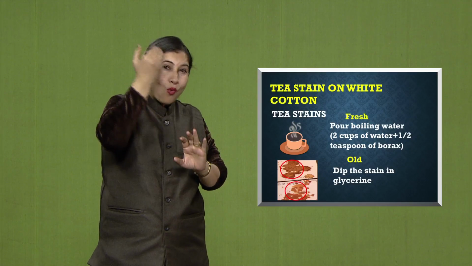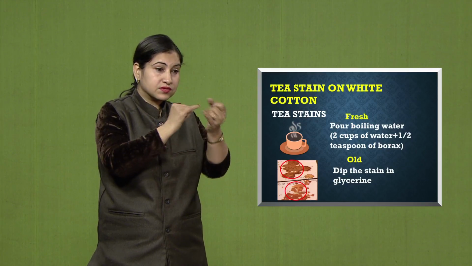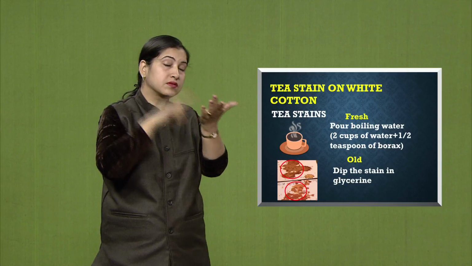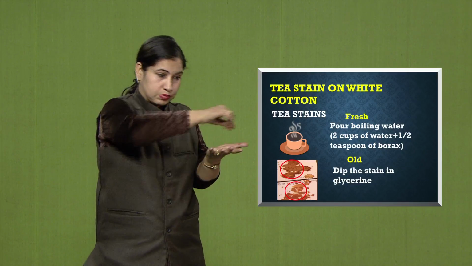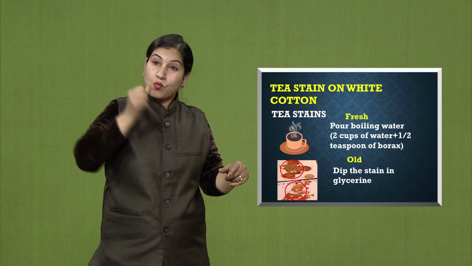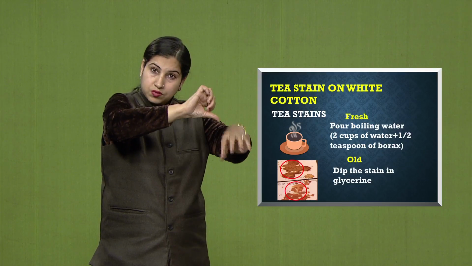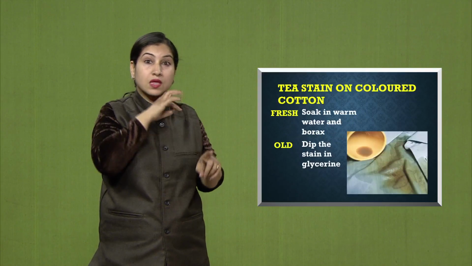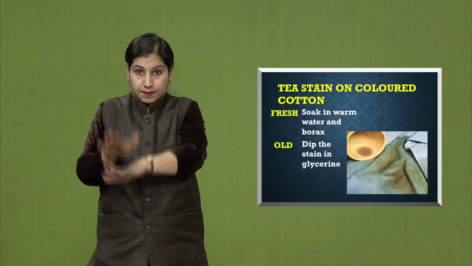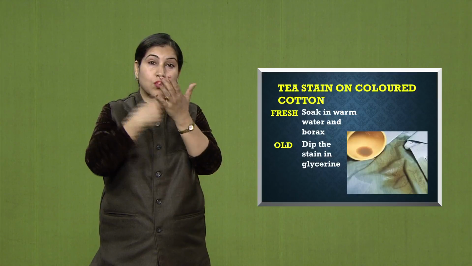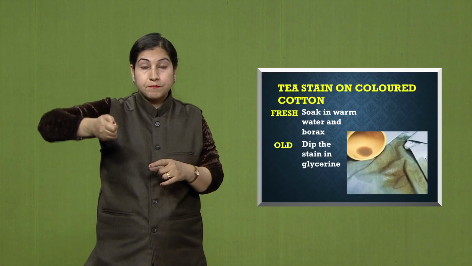For old stains on white cottons, you need to dip the stained portion in glycerin or spread borax powder over the stain and pour boiling water while holding the stained portion over the mouth of a mug or pan. For colored cotton cloths, you must soak in warm water and add borax, that is, 2 cups of boiled water plus half a teaspoon of borax powder.